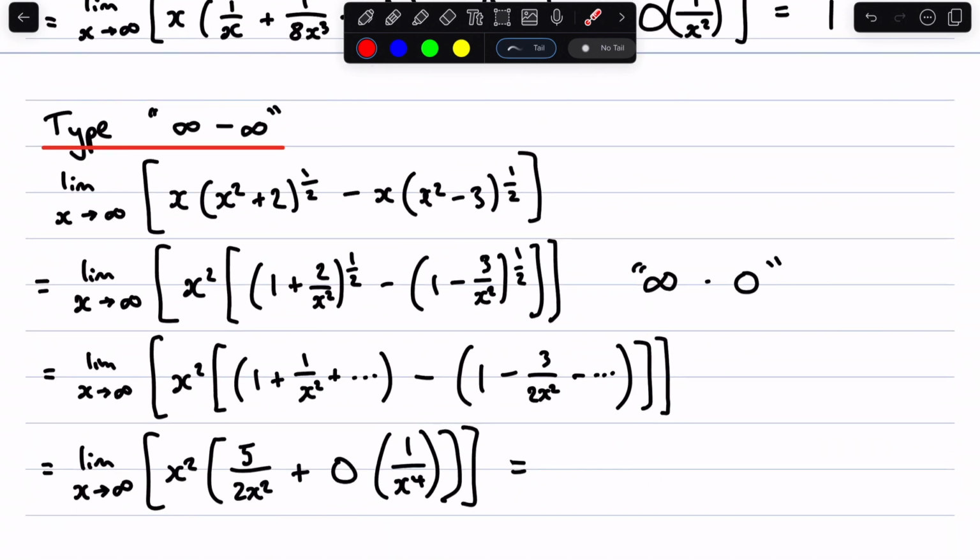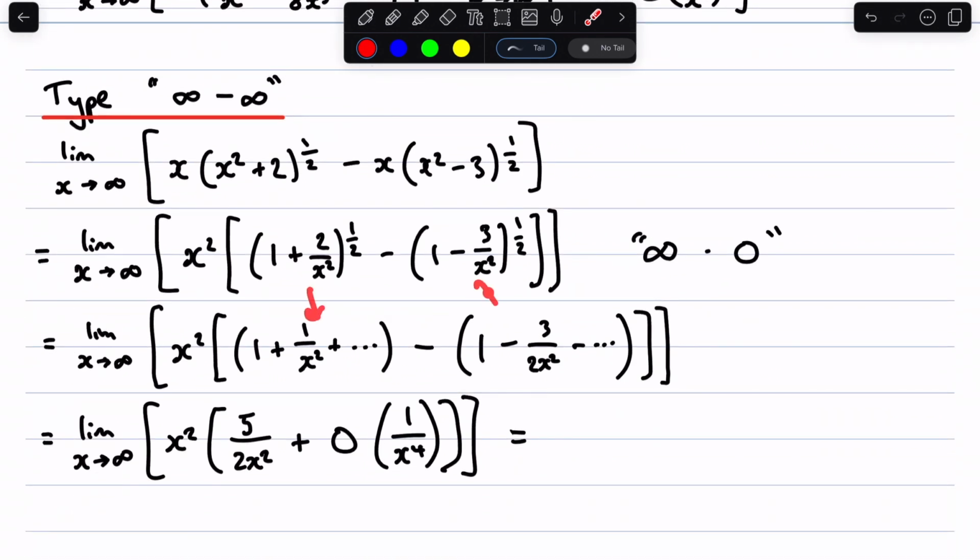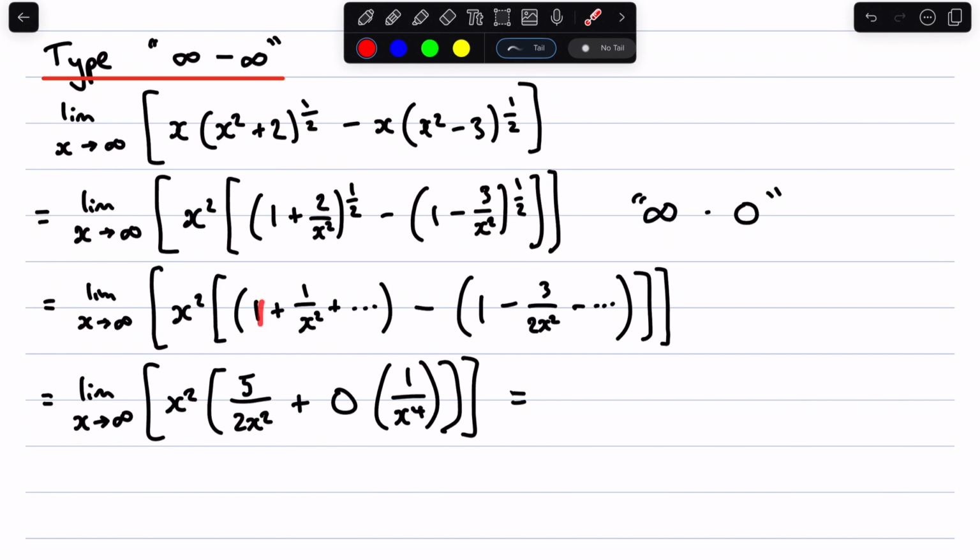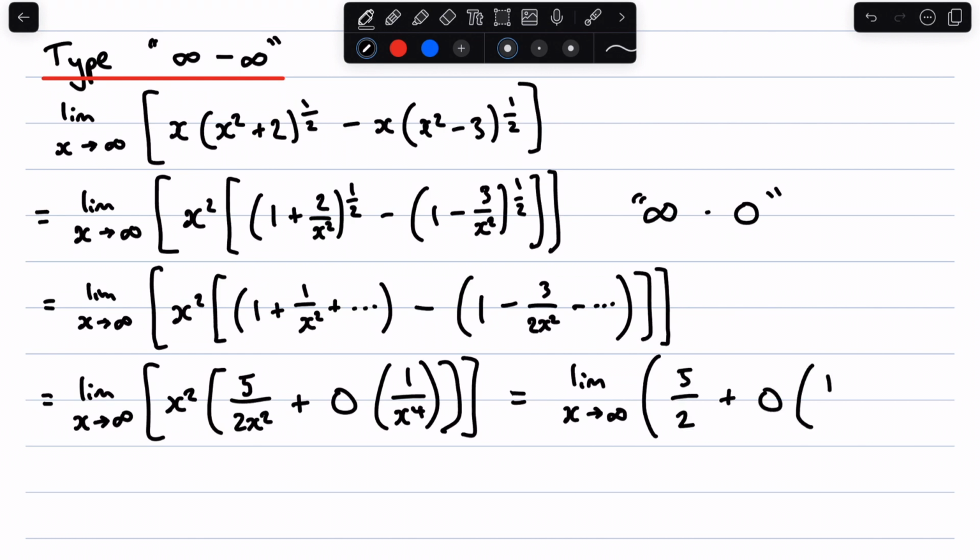So as you can see, I've binomially expanded these two brackets, and we get these terms here. And then when you sum these terms, the 1's will cancel out. The 1 over x squared plus 3 over 2x squared becomes 5 over 2x squared. Then the terms after here will be x to the 4 and so on. So this is order x to the 4. And then if we times our x squared in here, we'll get the limit as x tends to infinity of 5 over 2 plus order 1 over x squared. And obviously, as our x tends to infinity, this 1 over x squared will become 0. So our answer is 5 divided by 2.